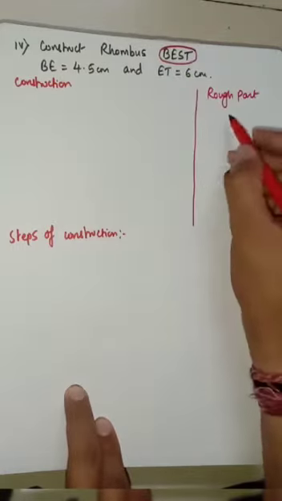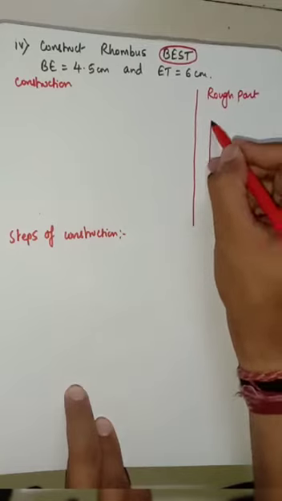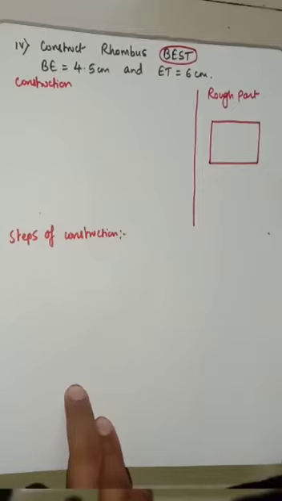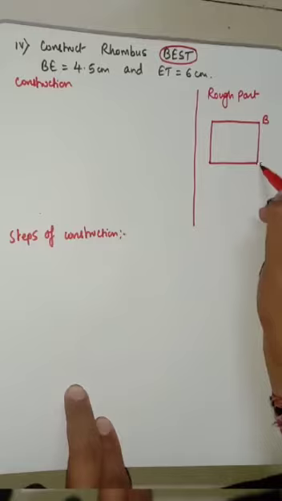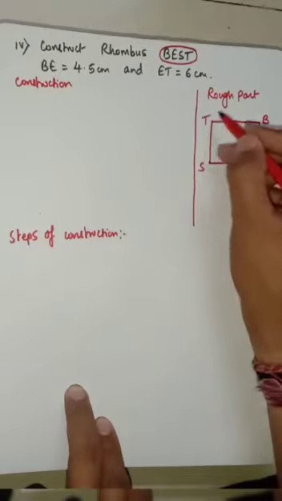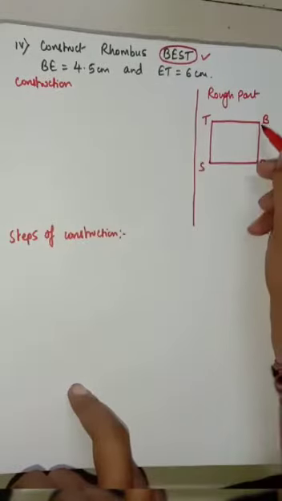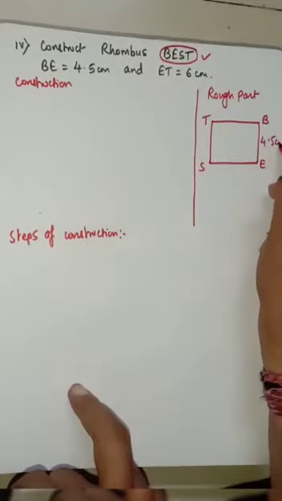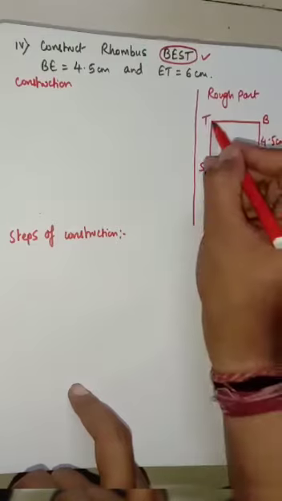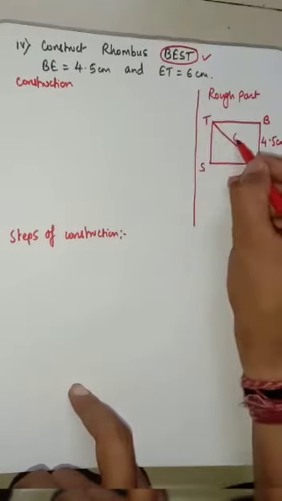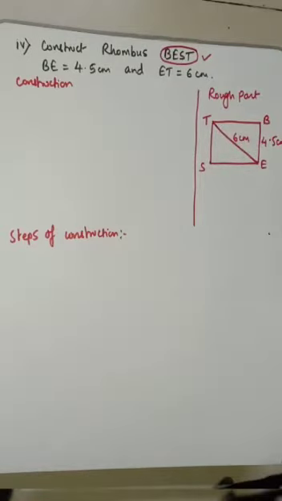A quadrilateral is a four-sided figure, and naming will be clockwise or anti-clockwise, as I said. So I am starting from here: BEST. This part is done. Now BE is 4.5 centimeter, and we have to join E to T. ET is 6 centimeter. So again you will say, sir, only one side is given and one diagonal is given.